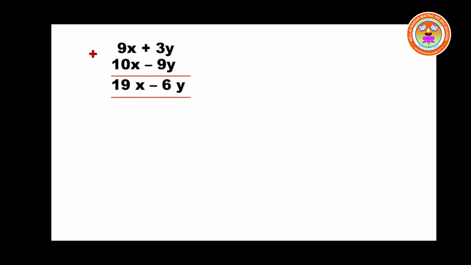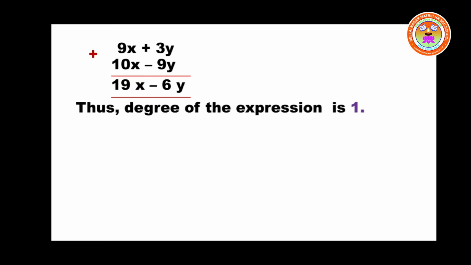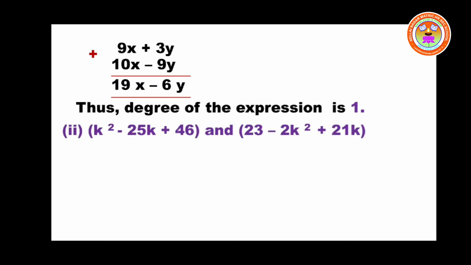Now you have to find the degree of this expression. How will you find the degree? You have to see the variable's power. In 19x, the degree of x is 1, and in 6y, the degree of y is also 1. Actually you compare for the highest degree, but here in both terms the degree is 1. Thus the degree of the expression is 1. Now let us move on to subdivision 2.